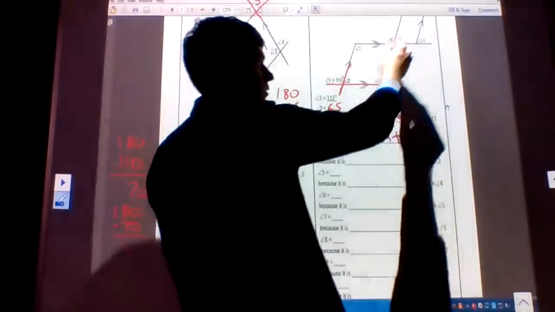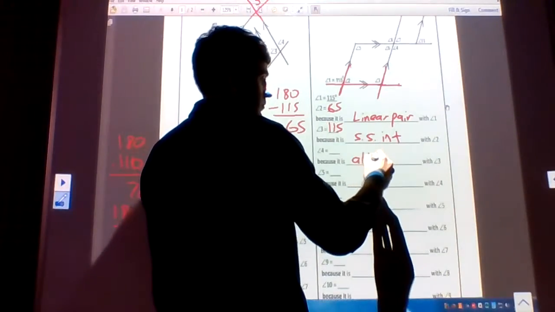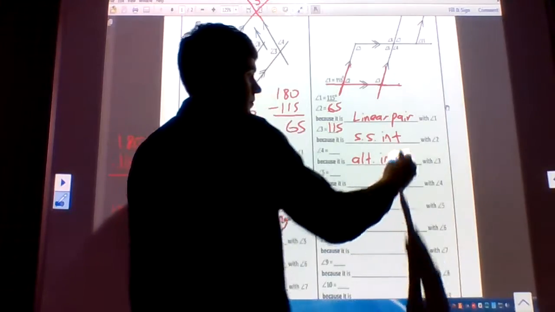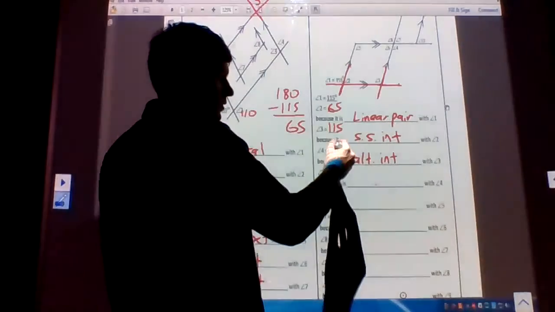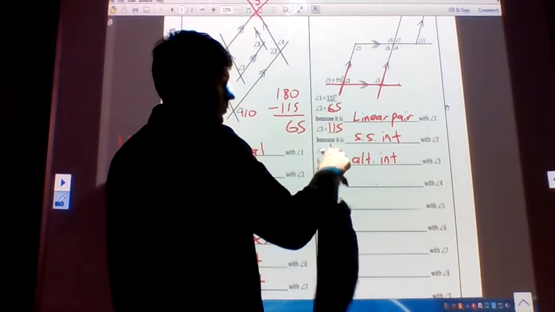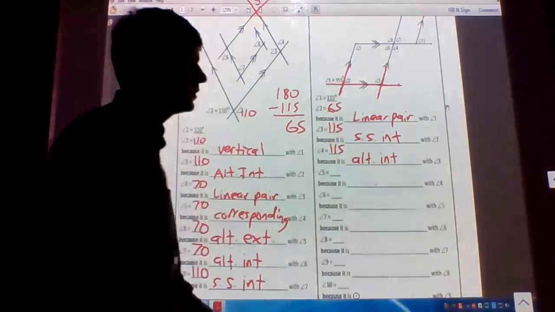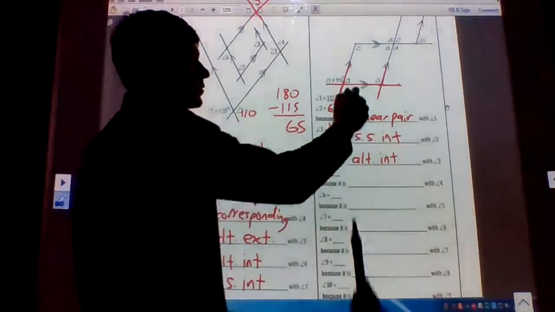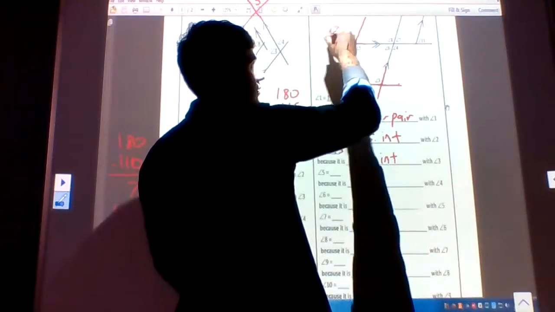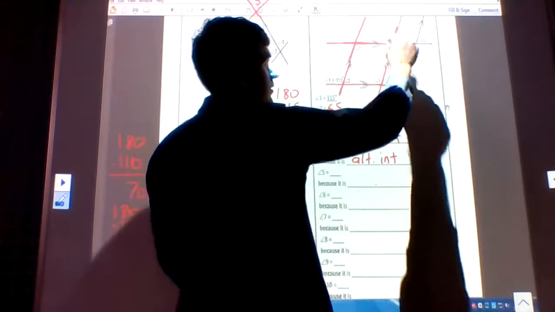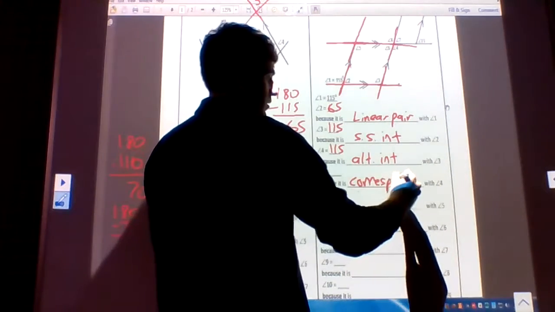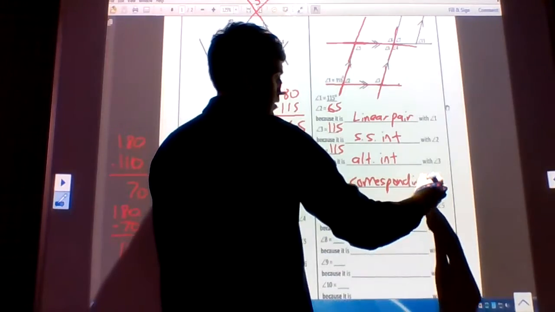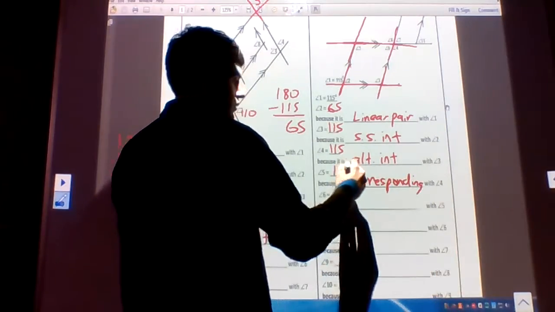And then here, 3 and 4 are alternate interior. Alternate interior angles are congruent. So the measure of angle 3 is 115, so the measure of angle 4 is also going to be 115. And again, we want to imagine these lines going forever. Okay, so 4 and 5 are corresponding, so they're congruent. So that's also 115.